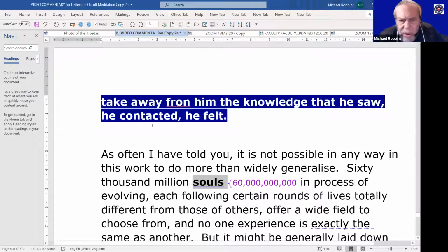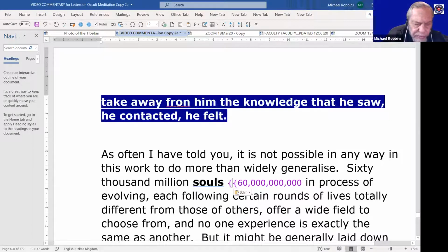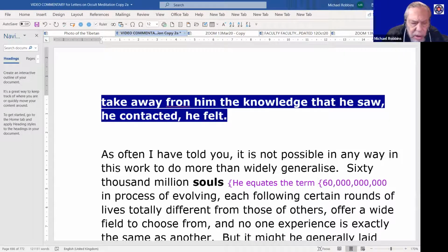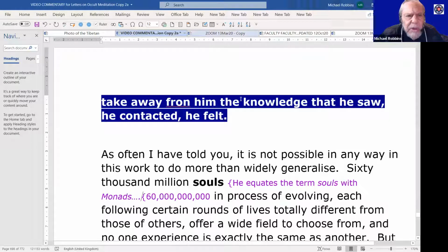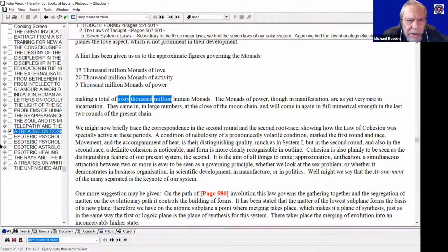And here, let's just take a look that he equates the term souls with monads. Maybe I can find for you the reference. And here is that reference. A hint has been given us as to the approximate figure governing the monads. 35,000 million monads of love, 20,000 million monads of activity, and 5,000 million monads of power, making a total of 60,000 million human monads.